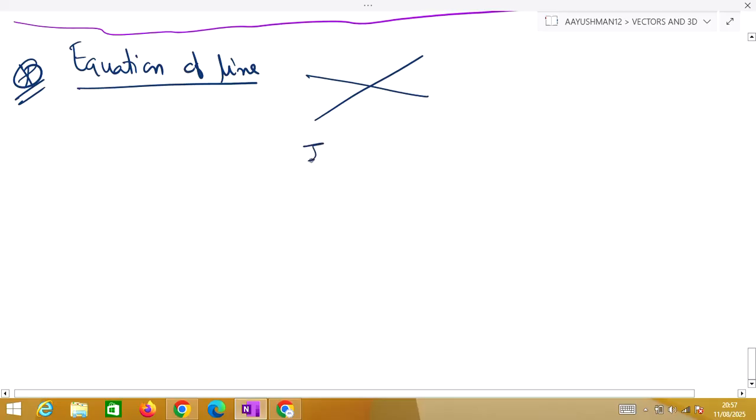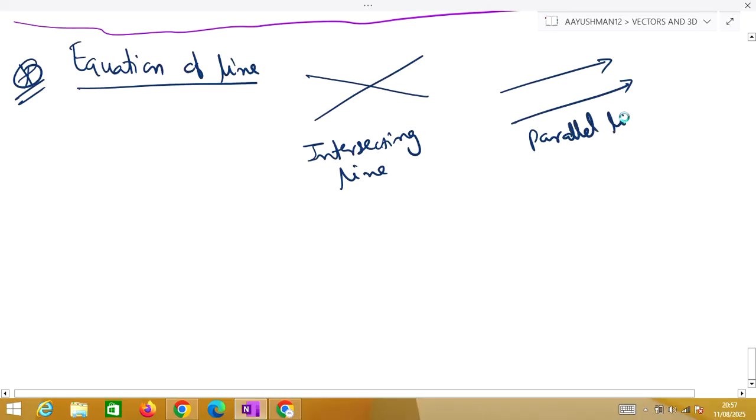This is the intersecting line, one is the parallel line, these two here are the parallel lines, and one is the skew line, like that, neither parallel nor intersecting. This is the skew line. So the equation of line we can write in two different forms.